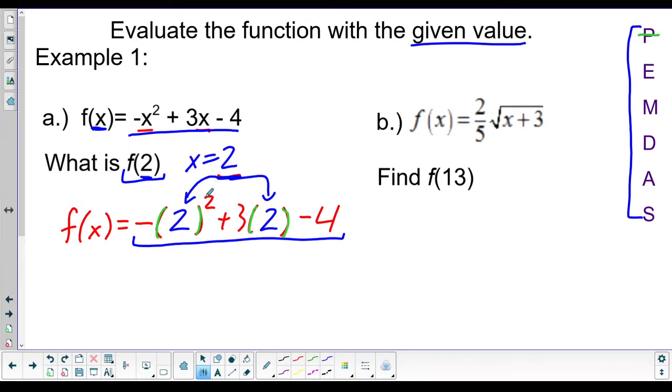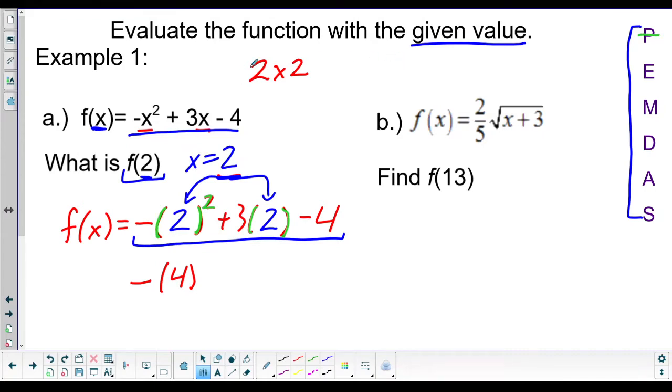We do have an exponent. We have this 2 right here. So what we're going to do is square the thing inside the parentheses. We're not doing anything with this negative, so we're just going to bring that down. So the negative comes down. 2 squared. The exponent means take this thing and multiply it to itself this many times. So 2 squared is the same thing as 2 times 2, which is 4.